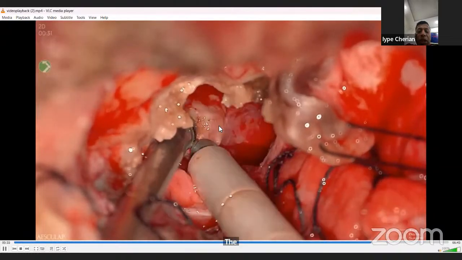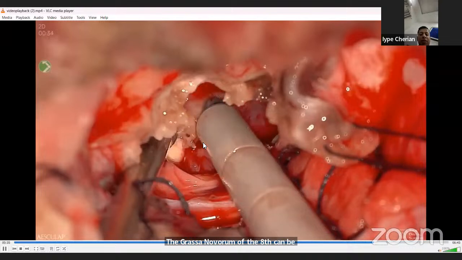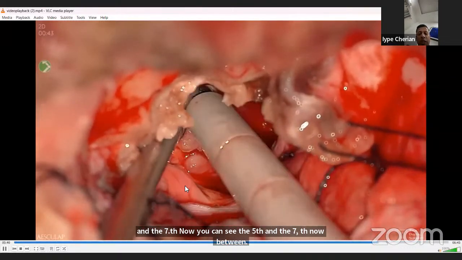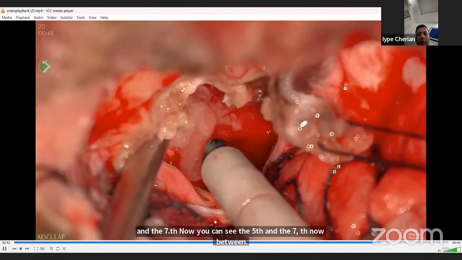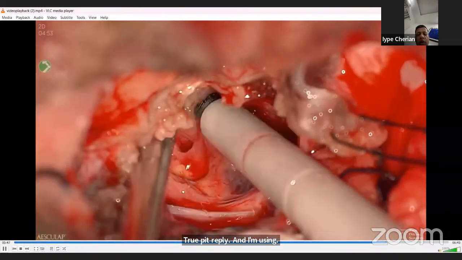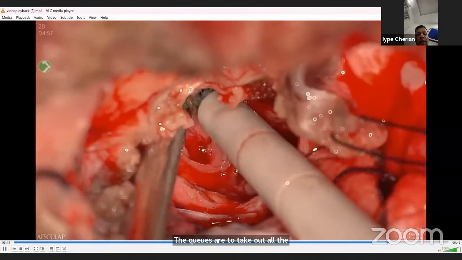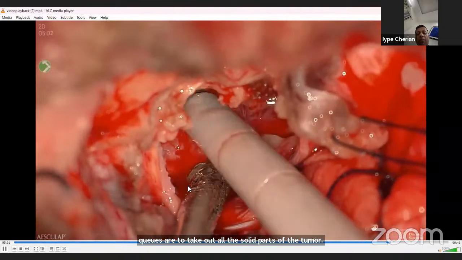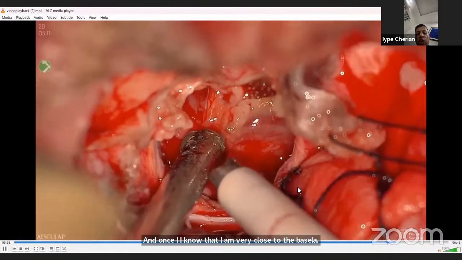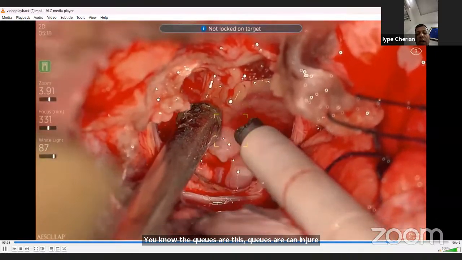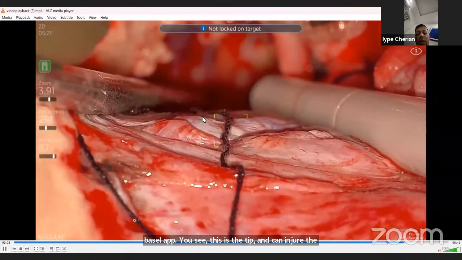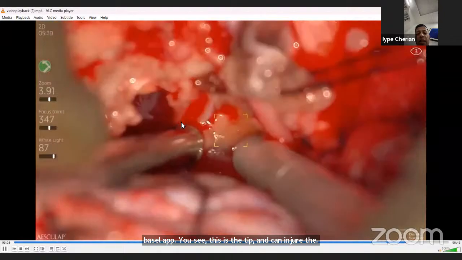So we are between the fifth and the seventh nerve. You can see the fifth and the seventh nerve, and I'm operating between that. True petroclival angle, and I'm using the CUSA to take out all the solid parts of the tumor. Once I know that I'm very close to the basilar, this CUSA can injure the basilar. You see, this is the barracuda tip, and it can injure the basilar. You must be very careful with that.